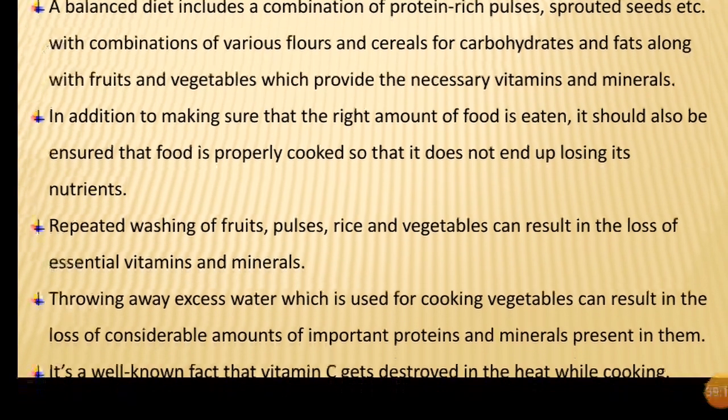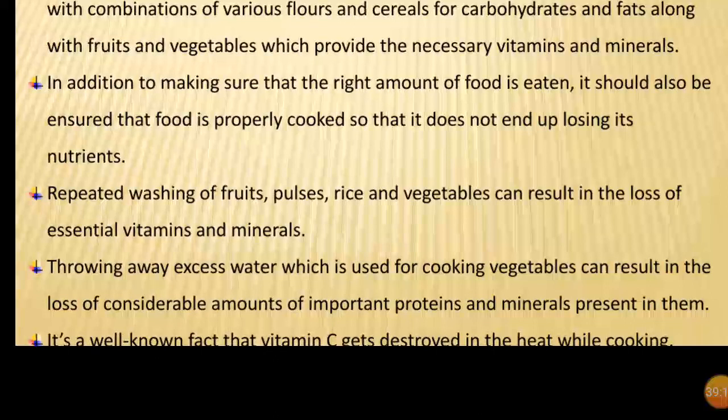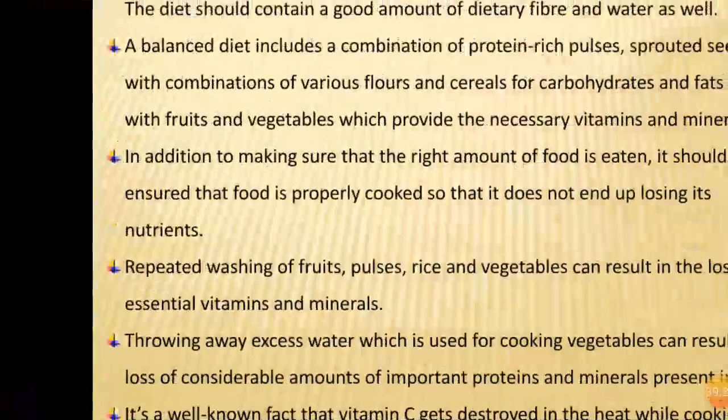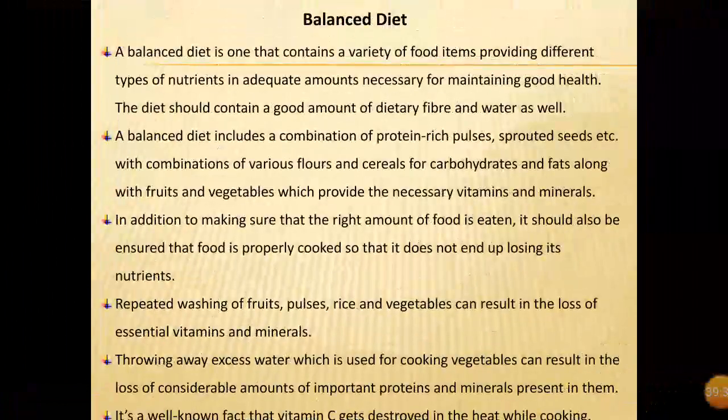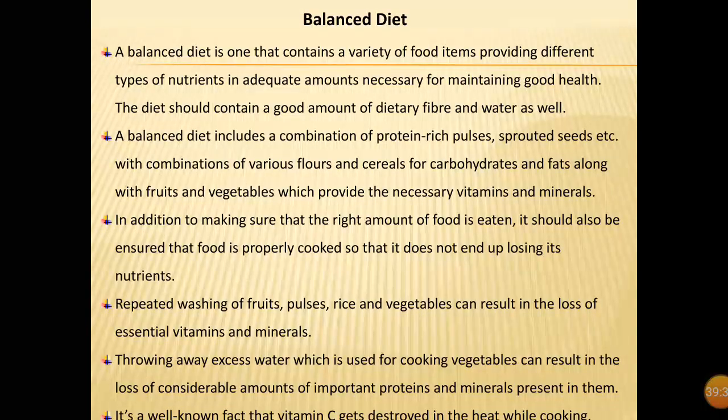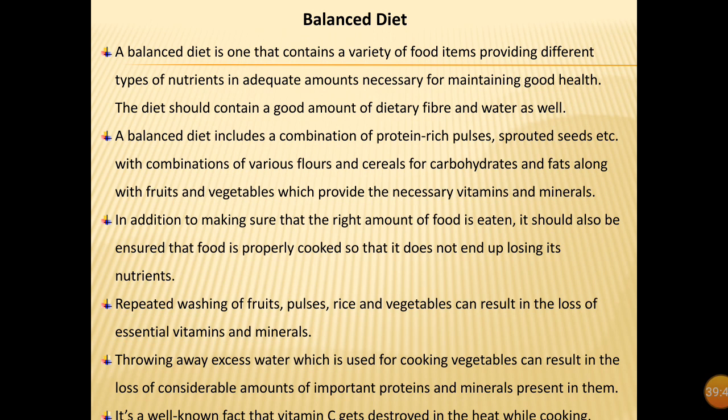It's a well-known fact that vitamin C gets destroyed in the heat while cooking. Understand? Everybody read this? Everybody clear, balanced, right? Now every one of you use balanced food now? Very good. You have to eat healthy food to stay safe and healthy.